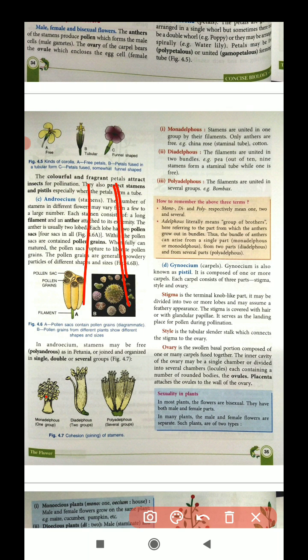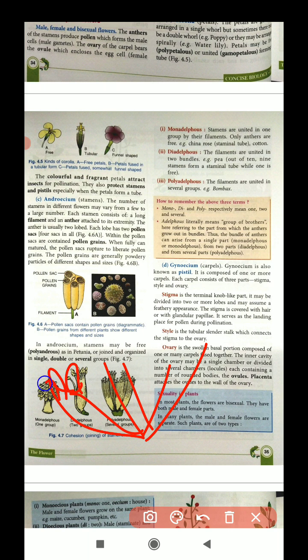Similarly, diadelphous: you can see filaments are united in two bundles. Here one outside, another filament, and above there are also two bundles. The filaments are only in two bundles. Just remember monodelphous and its example, China rose, and diadelphous, pea. And now come to the polydelphous. There the filaments are united in several groups, several filaments, 1, 2, 3 like this, and above the filament there is the anther, just like this structure.